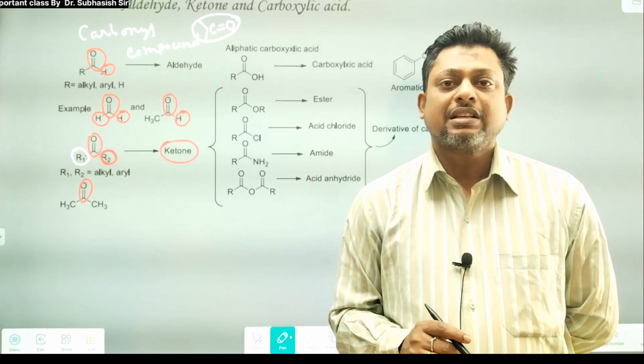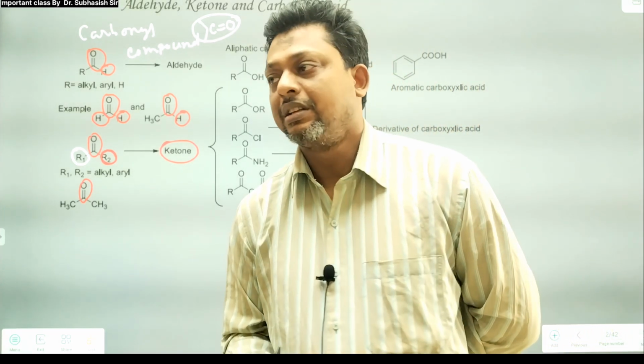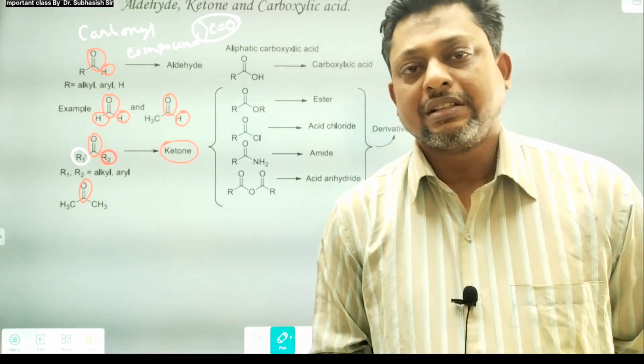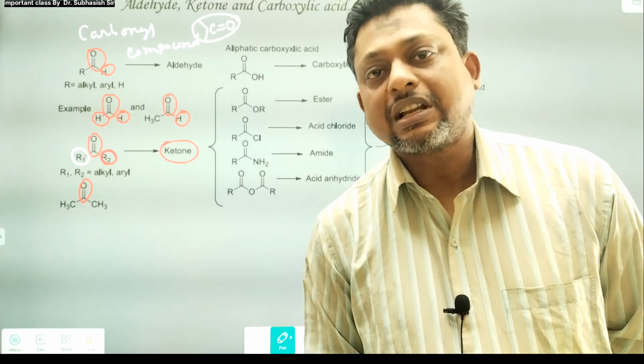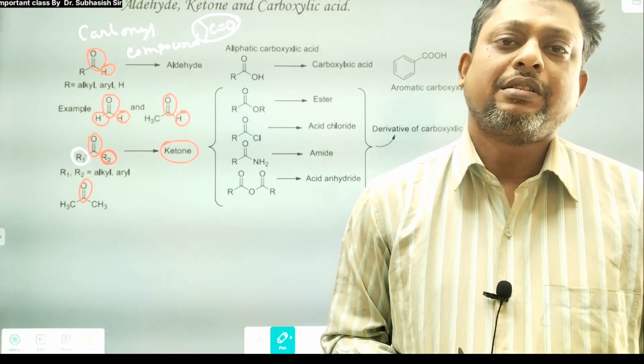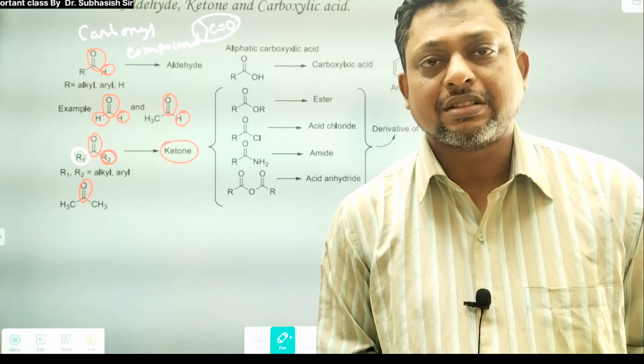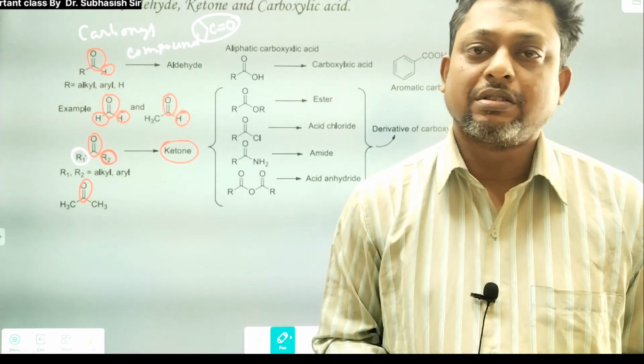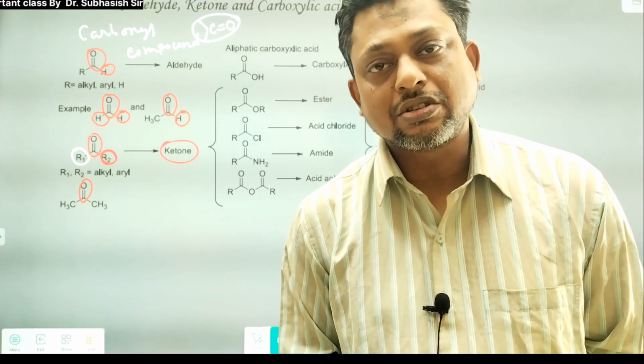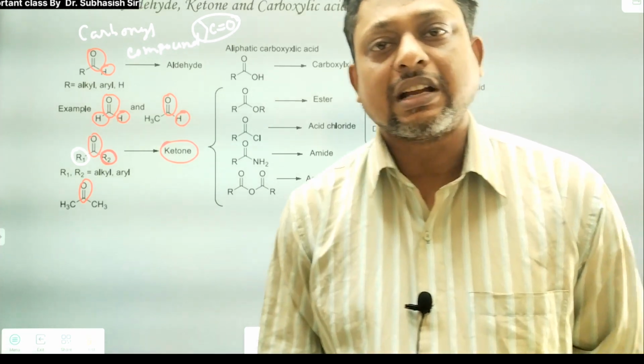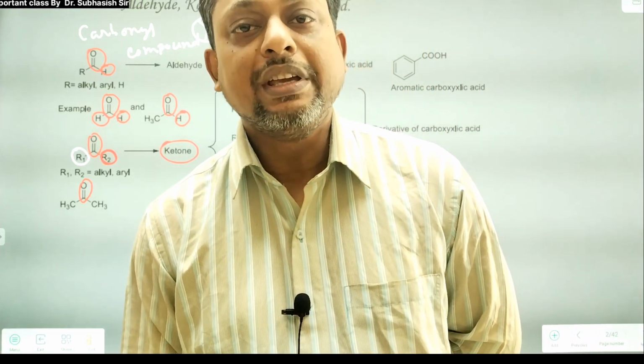Carboxylic acids are organic acids. As we all know, inorganic acids are very strong. For example, hydrochloric acid, we know it is very strong. Nitric acid, it is strong. But organic acids are not very strong, they are weak.